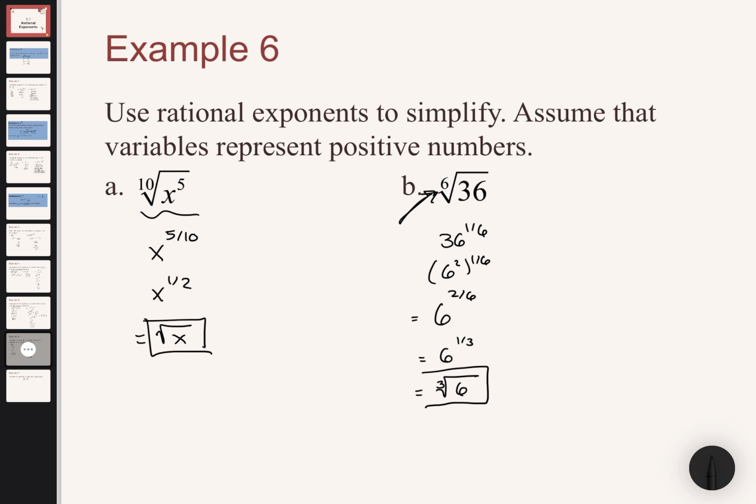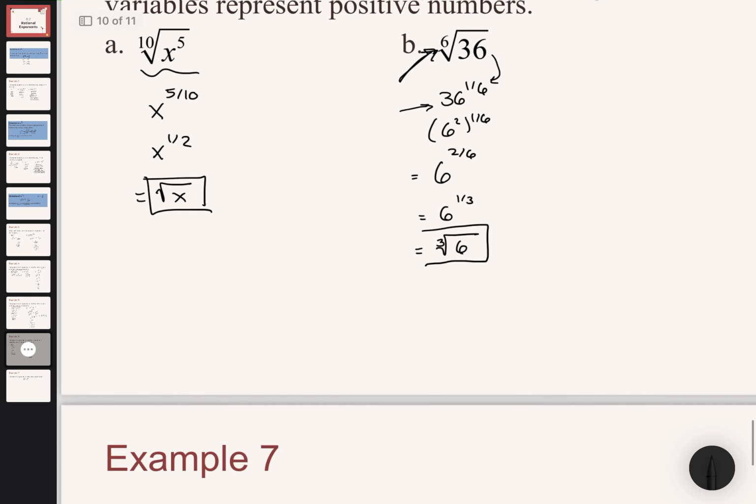Instead of 6 and 36, I was able to simplify by making both of those numbers smaller, just 3 outside on my radical sign and 6 on the inside. So I rewrote this as a fractional exponent, rewrote my perfect square as something squared, and then used some of my other rules here to simplify. We have one example left, folks.